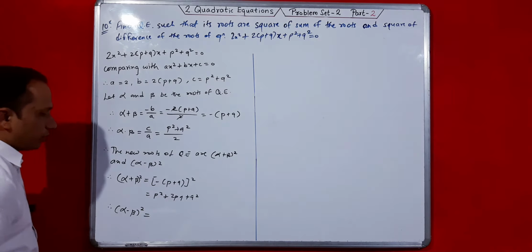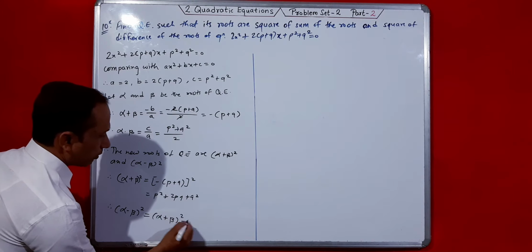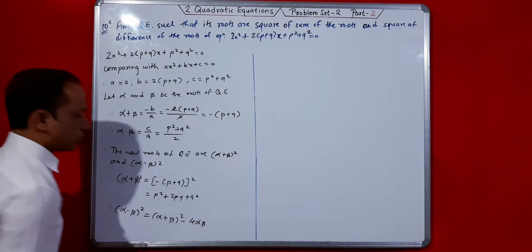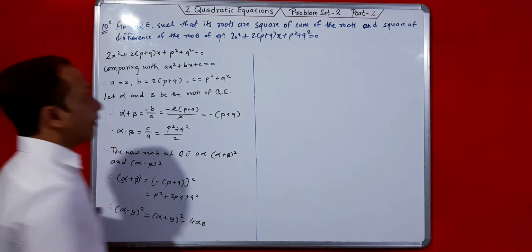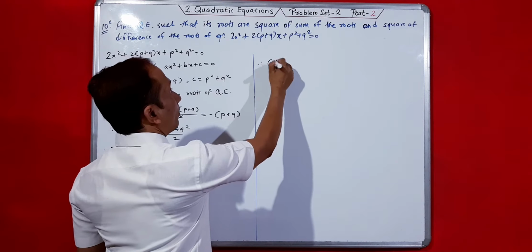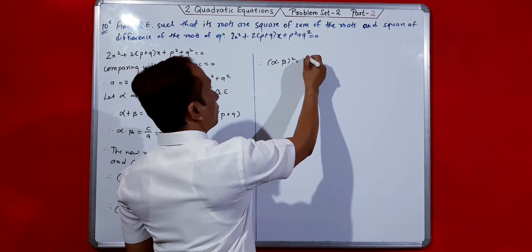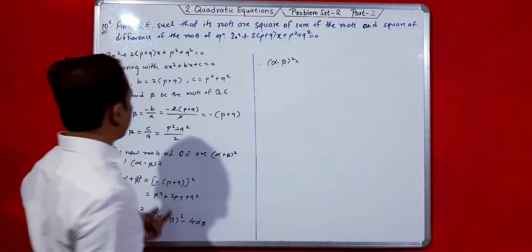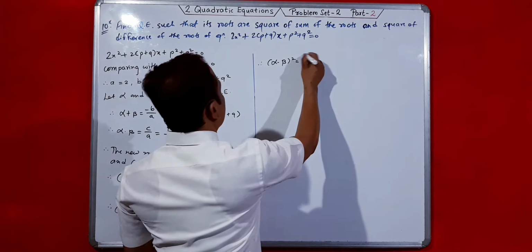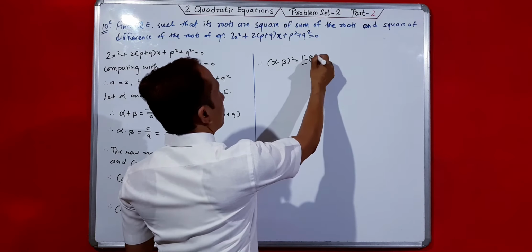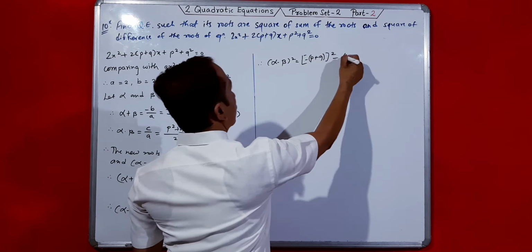Alpha minus beta whole square, so you can use alpha plus beta whole square minus 4 alpha into beta. Okay, this is the formula, you will get the same. So now put the values. Therefore alpha minus beta whole square: alpha plus beta whole square means minus (p plus q) whole square, and minus 4 alpha into beta.